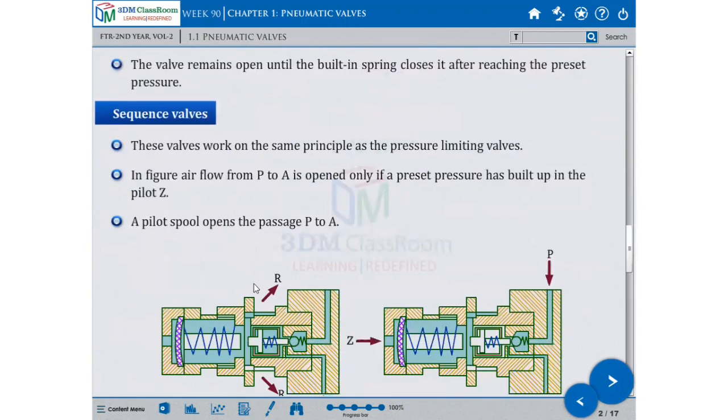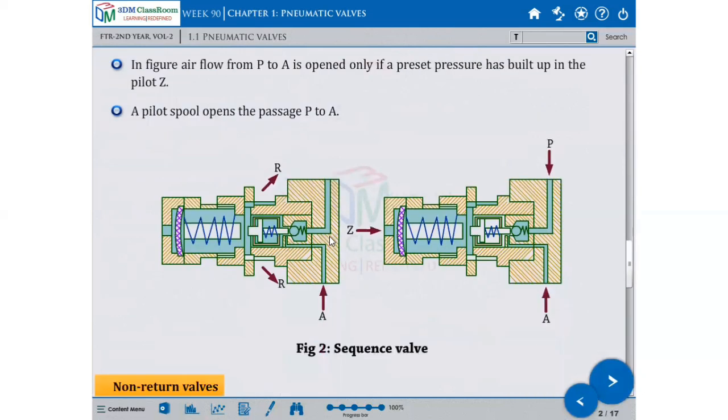Sequence valve: how the valves are sequenced. These valves work on the same principle as shown in the figure, the limiting valve. The figure shows the airflow from P to A is opened if the preset pressure has built up in the pilot. The pilot spool opens the passage from P to A. So this is P and A, the pressure ports.